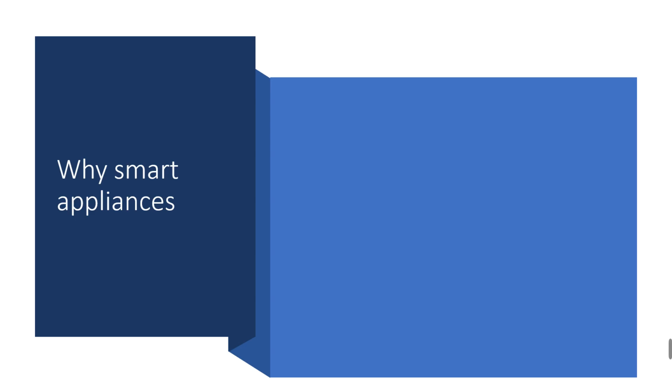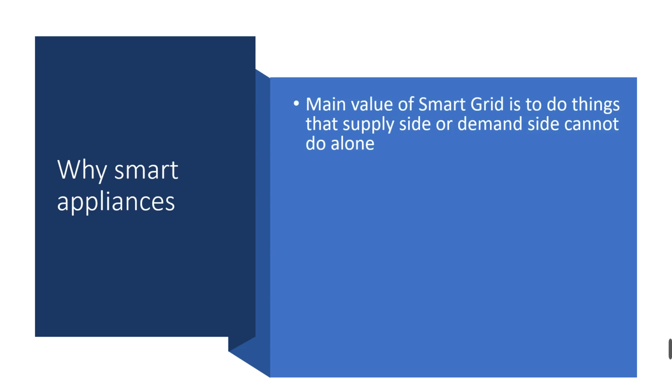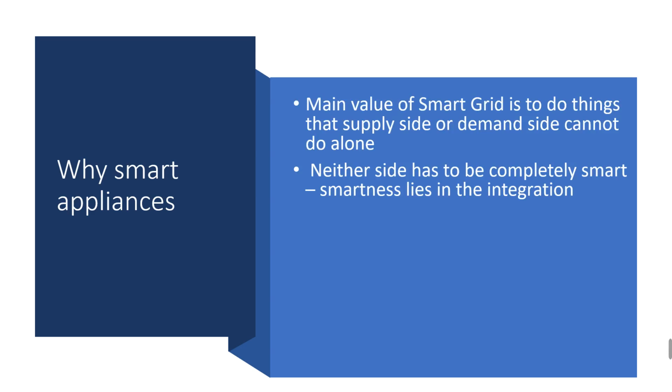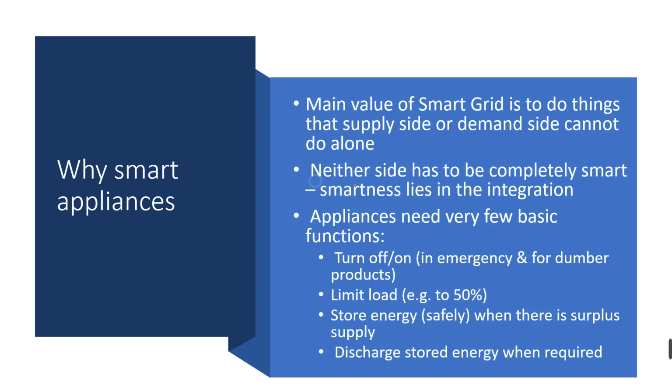First question is, what is the need of smart appliances, or why do we need these smart appliances? The answer is that neither side is completely smart. Neither side means we have generally studied two sides: supply side management, SSM, and demand side management, DSM. Regarding the detailed concept of SSM and DSM, you can watch another video in the playlist. The link can be found in the description box.